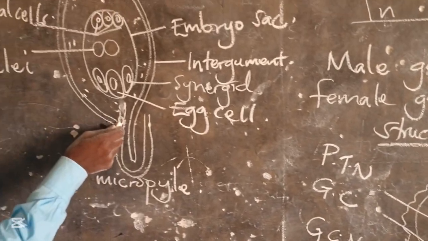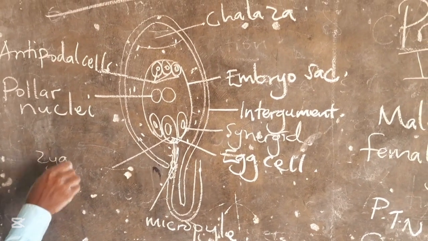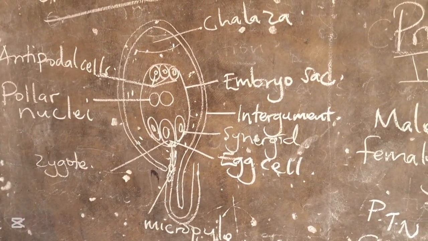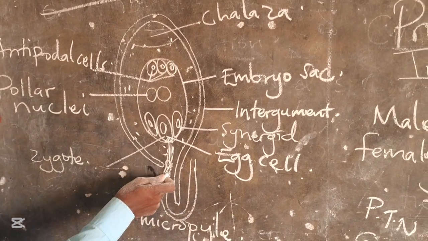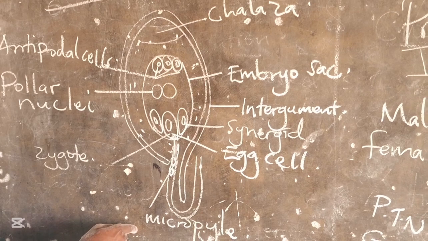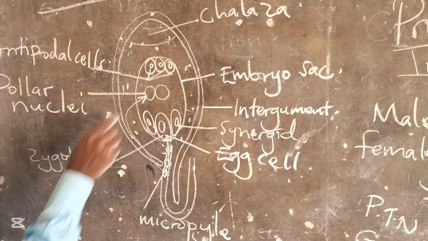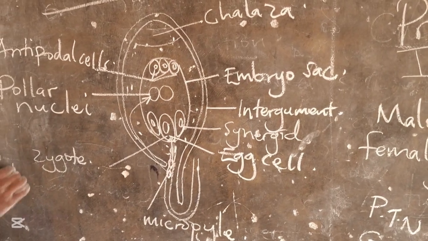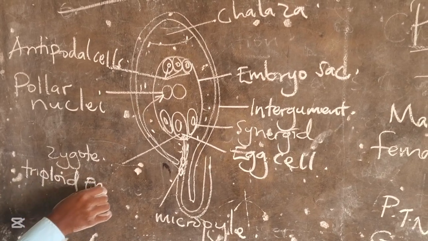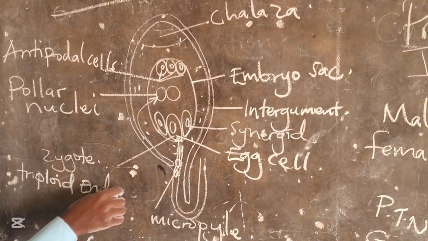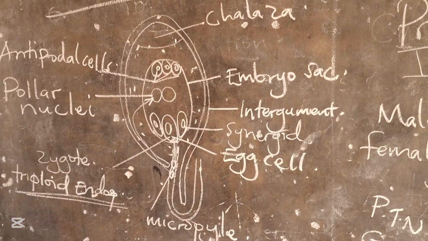One of the male nuclei will fuse with the egg cell to form a zygote. And then the second male nucleus that is remaining will fuse with the two polar nuclei to form what we call a triploid endosperm, a triploid primary endosperm, which later develops into a secondary endosperm that stores food for the seed.